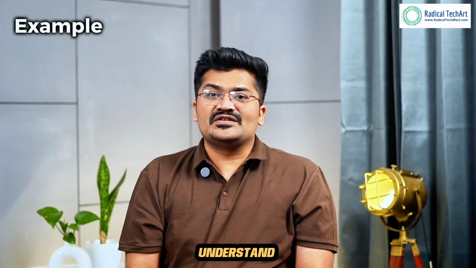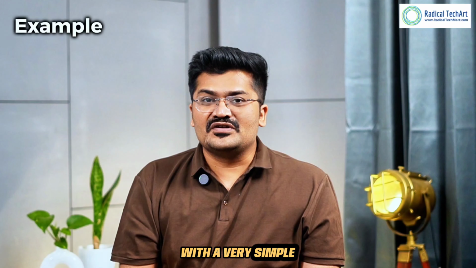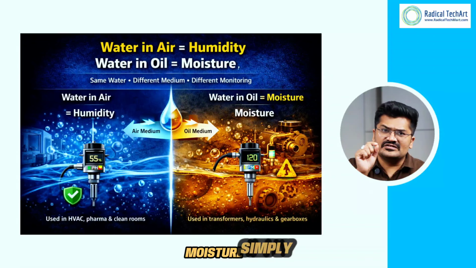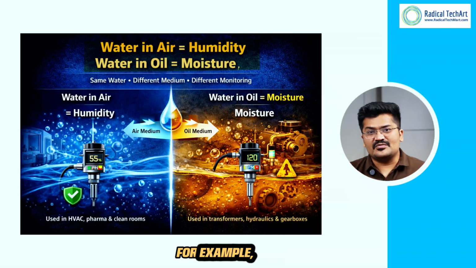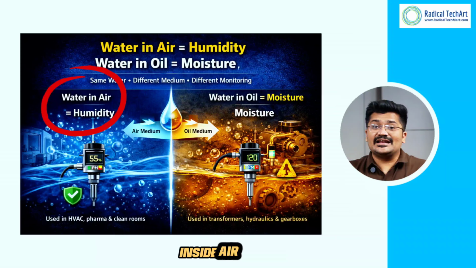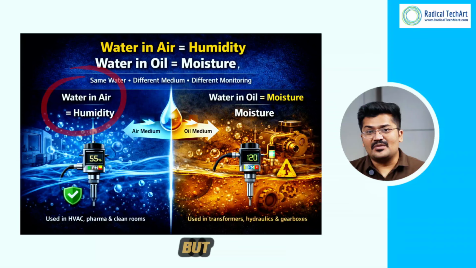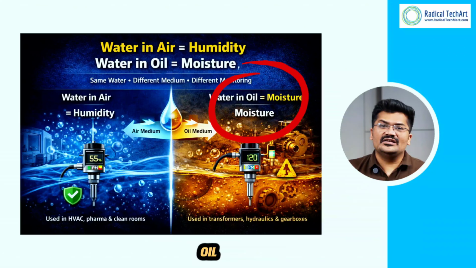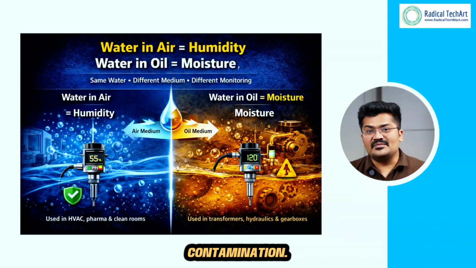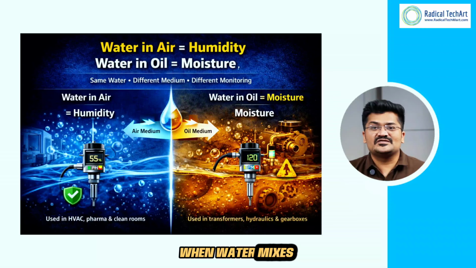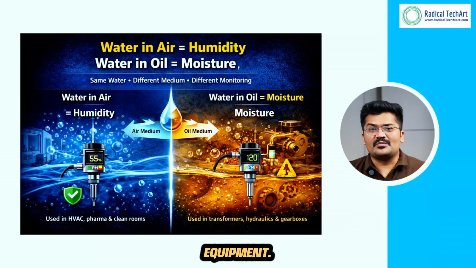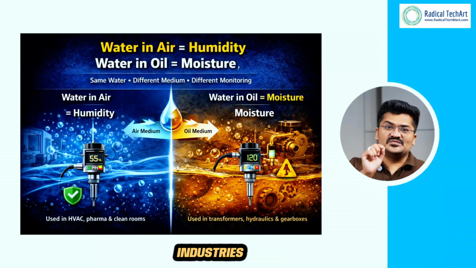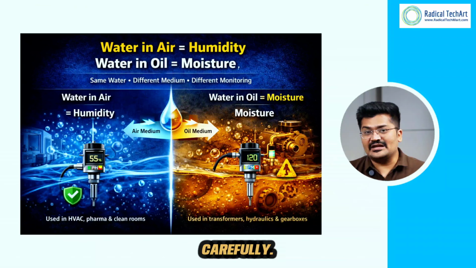Now let us understand moisture with a very simple example. Moisture simply means the presence of water in a substance. For example, water inside air is called humidity, but water inside oil is called moisture contamination. When water mixes with oil, it can affect the performance and life of equipment. That is why industries monitor moisture levels very carefully.